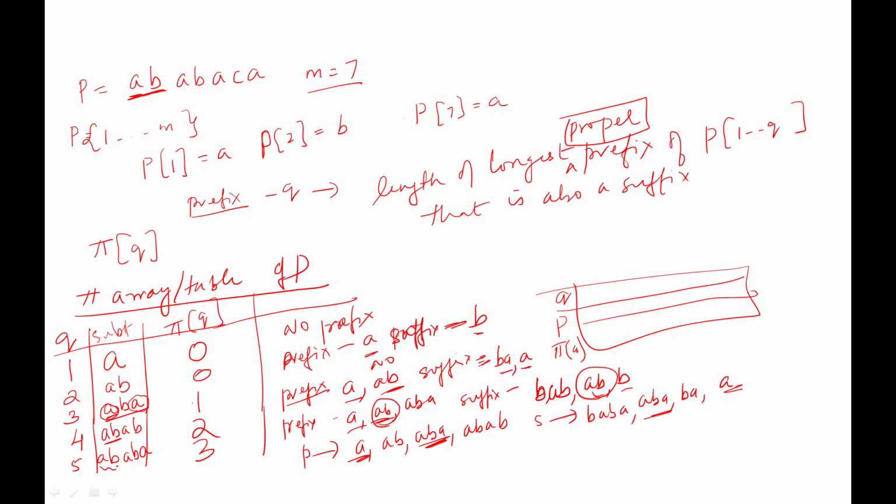That means we had an ABA prefix here, and we also had an ABA suffix there. So the longest match was that one. And this way we can keep on finding for all of them. Let us look for 6. I'll just erase this.